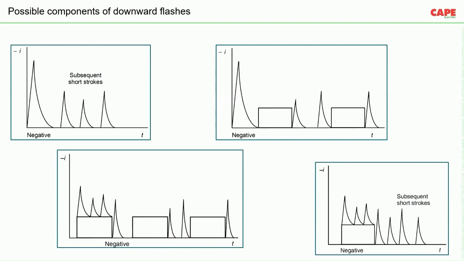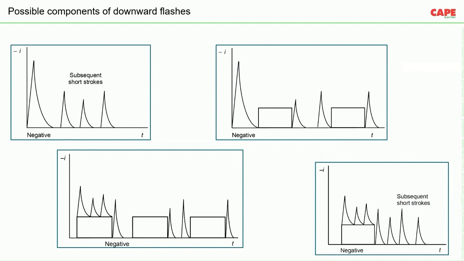Now, lightning impulse can come in various ways. These are a few examples of how a lightning impulse can come. For example, the first one can be a long impulse followed by subsequent short impulses. The second one can be a very high impulse, followed by a long duration impulse, then a subsequent impulse. Another possibility is a long duration impulse with superimposed short duration subsequent impulses.